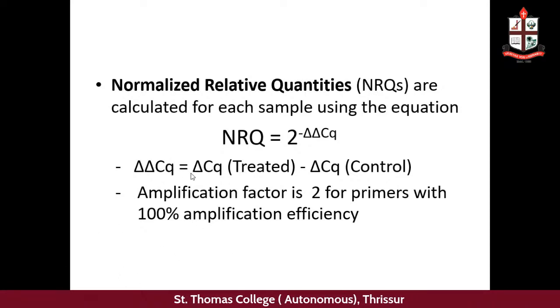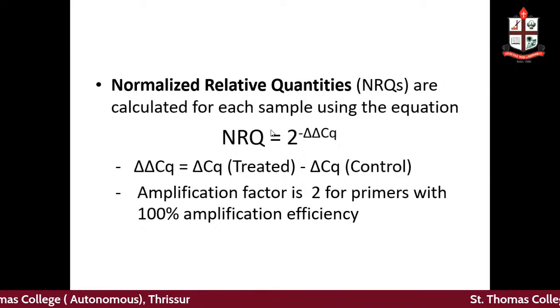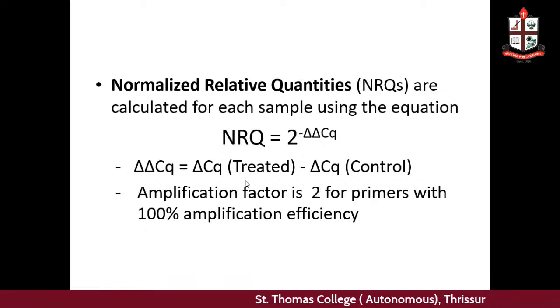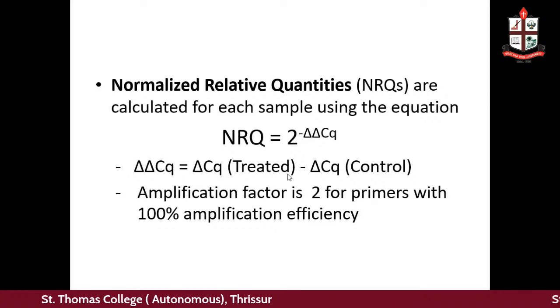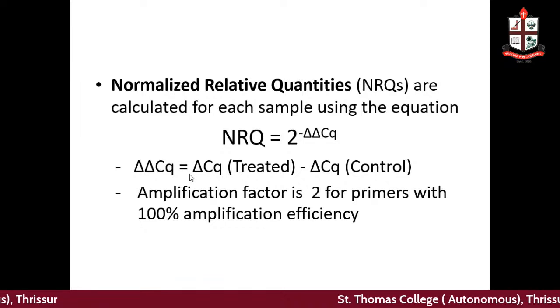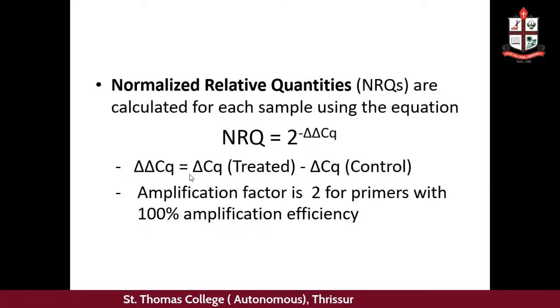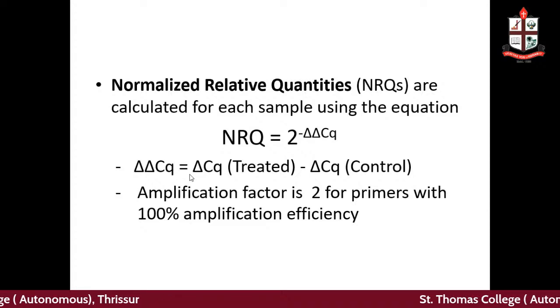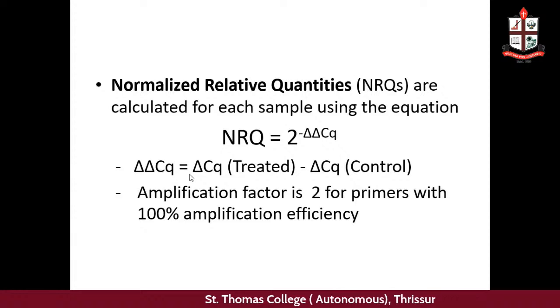And here, this equation is used for calculating normalized relative quantity, and the equation is 2 raised to minus delta delta CQ. So already I have explained how we calculate delta delta CQ, and this is only a cycle difference. So this is the normalized cycle difference, and in each cycle of PCR the increase happens in an exponential fashion. So whatever the product in one cycle, in the next cycle of PCR that product will double. So in each cycle it will double.